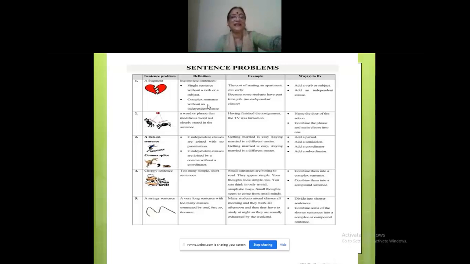So, see, these are the kind of sentence problems. I'm sure you all must be seeing this around you. Sometimes there are too many simple short sentences. If there are too many short sentences, it'll again cause mental friction. Small sentences are boring to read. They appear simple. Your thoughts look simple too. You can only think in trivial, simplistic ways. Small thoughts seem to come from small minds. I mean, I wouldn't agree with that.